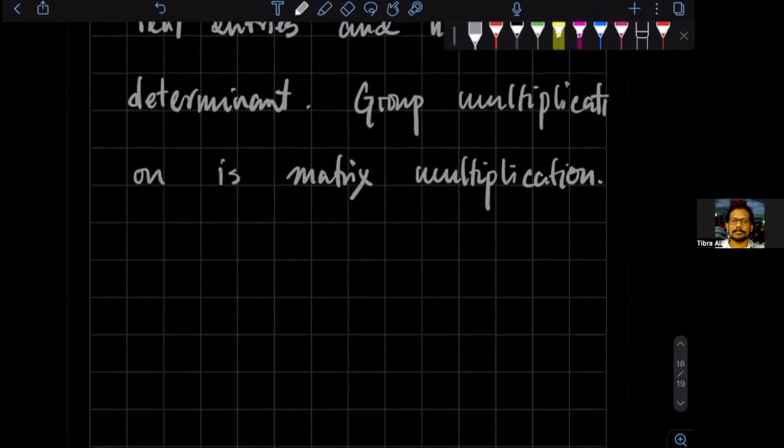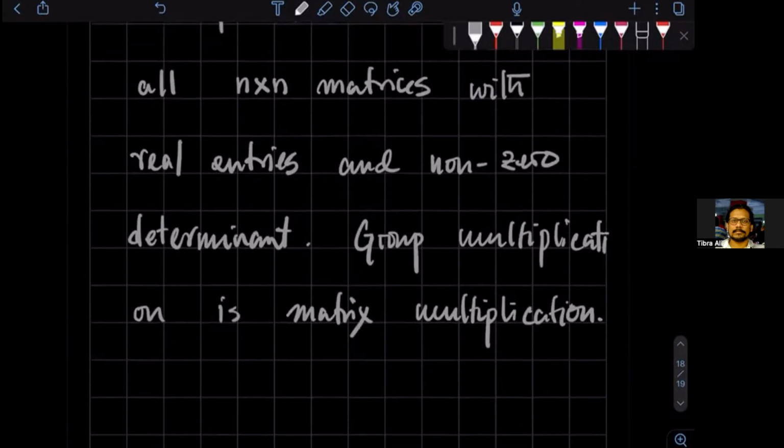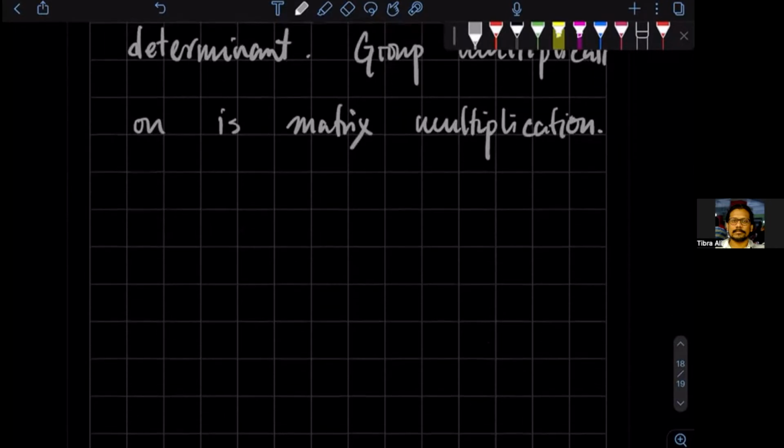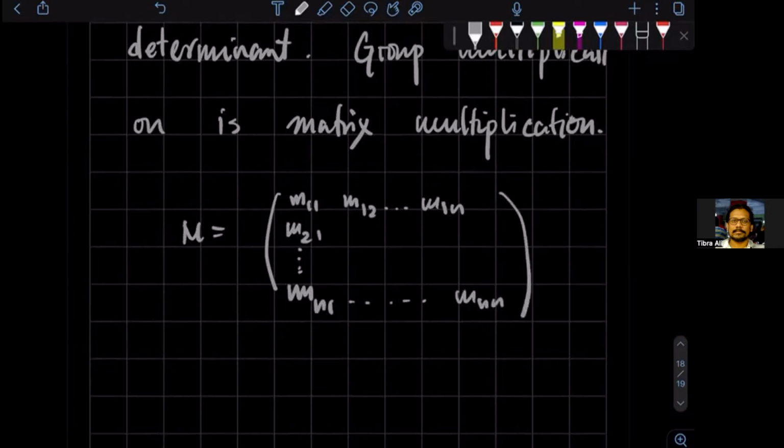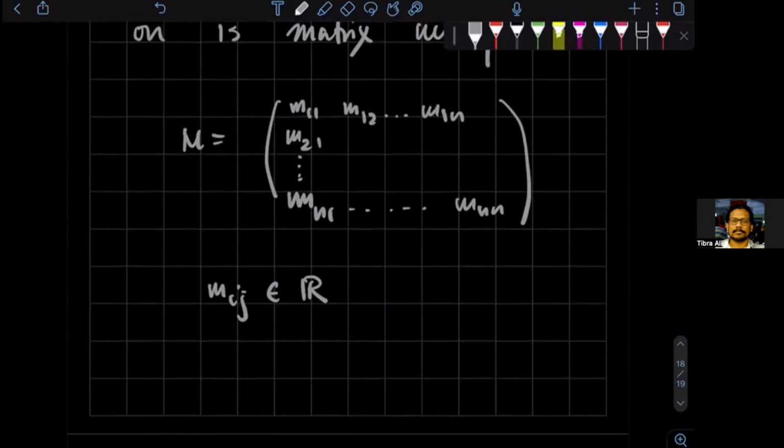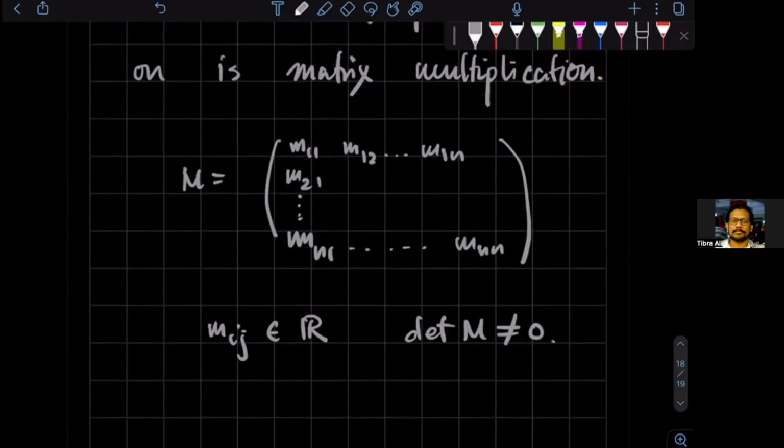So let's prove this, okay? Do you understand what we are talking about? We are talking about matrices of the form, say, M11, M12, dot dot, M1n, M21 dot dot dot, N1 dot dot dot, MNN. Okay, where all the M's are real numbers with the constraint that the determinant of M is not zero. Okay, so all these set of matrices form a group.